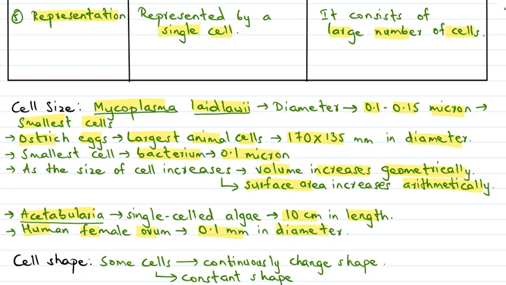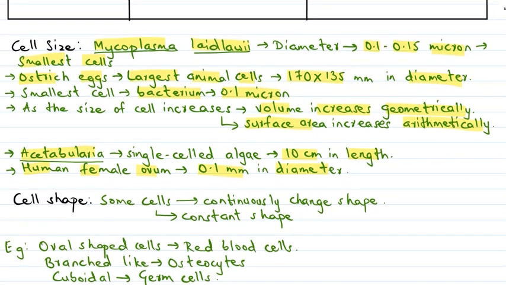Then the cell shape also varies in different organisms. There is a great variation in cell shapes as well. The size and shape of cells vary in relation to their specific functions. However, most cells possess a definite shape. Some cells continuously change shape, whereas other cells always have a constant shape throughout their existence.